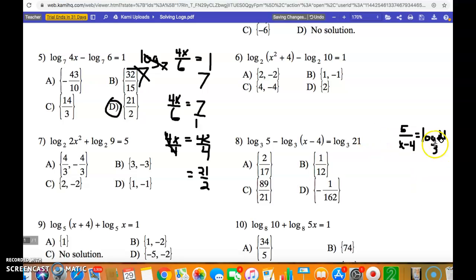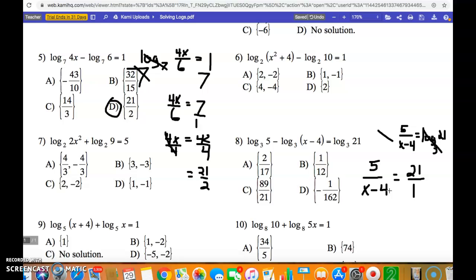Oops. Well, you get the point. I erased that by mistake. But that log that was here will cancel with this log. So now you're left to solve 5 over x minus 4 is equal to 21. And just as a reminder, when you go to do that, like the previous one, you can cross multiply. So you cross multiply that and work that out, and your answer will be there.